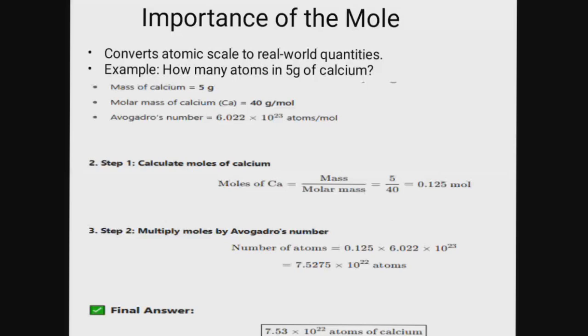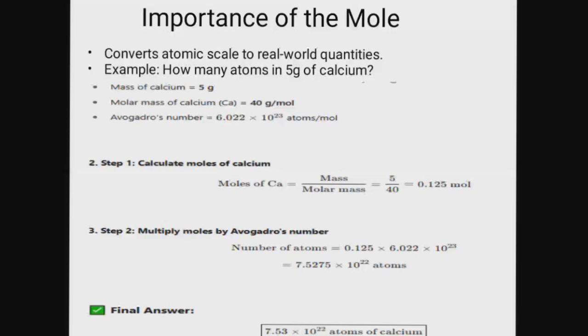And then there is an example where we are asked to find how many atoms are there in 5 grams of calcium. When we face this kind of problem, first of all, we find the mass of calcium, which is given here as 5 grams. Then we need the molar mass of the element. The molar mass of calcium here is 40 grams per mole. And then we use the Avogadro number, which we know is 6.022 exponential 23. And then we begin our calculation.